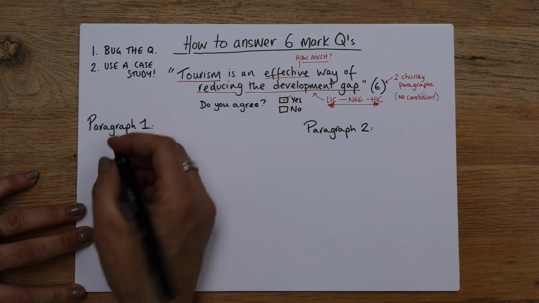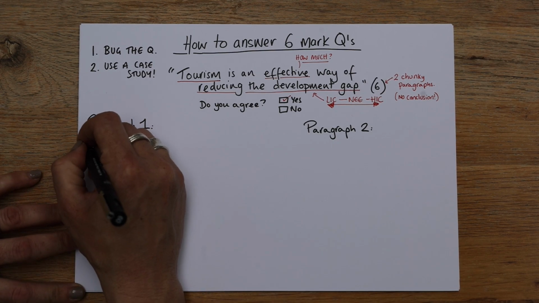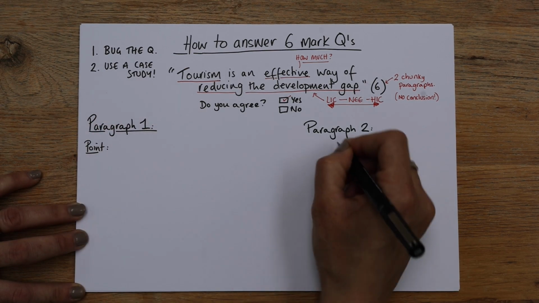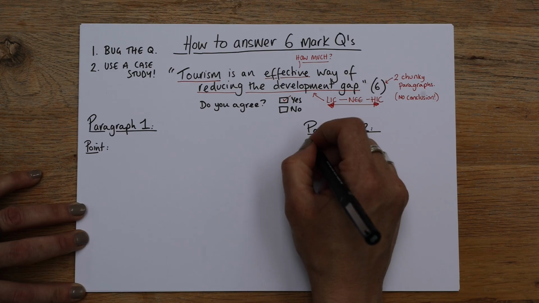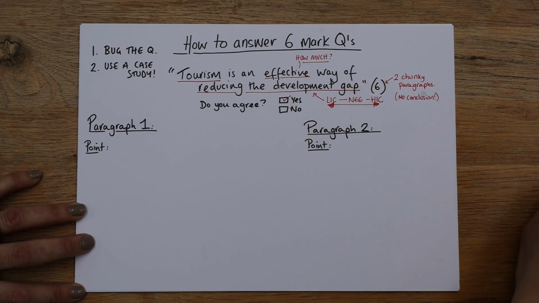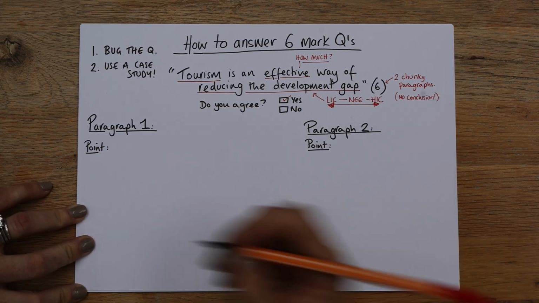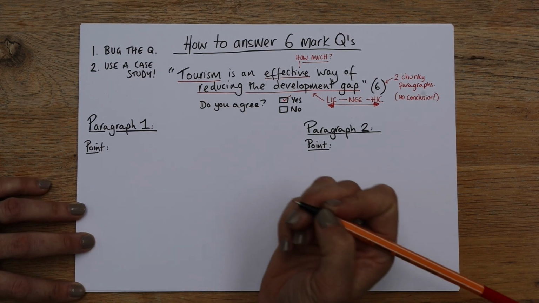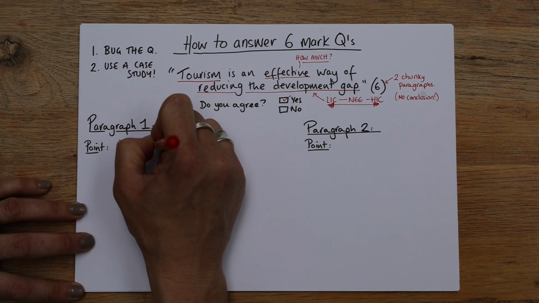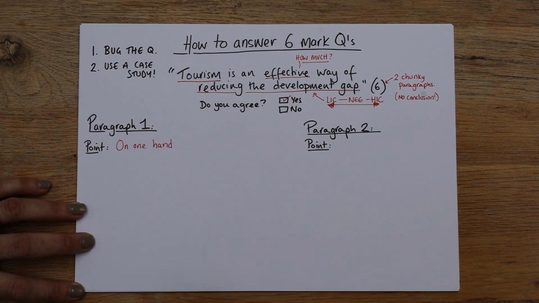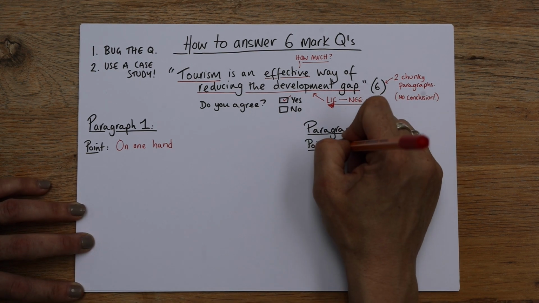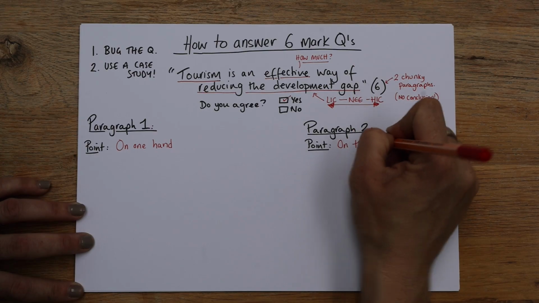So we are going to have a point here. Remember, we do point, evidence, explain. We'll start with our point there. I'll do this in red for you so it stands out a bit. So remember, we're going to go on one hand, showing the examiner that we're thinking about this from both angles. This one will be on the other hand.